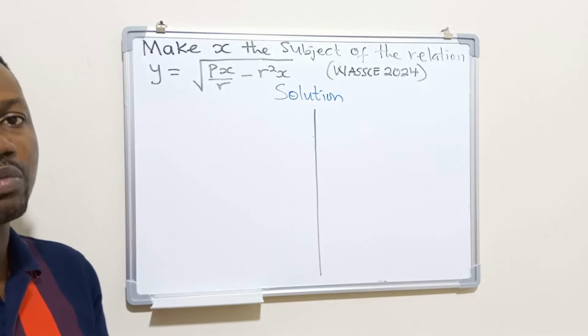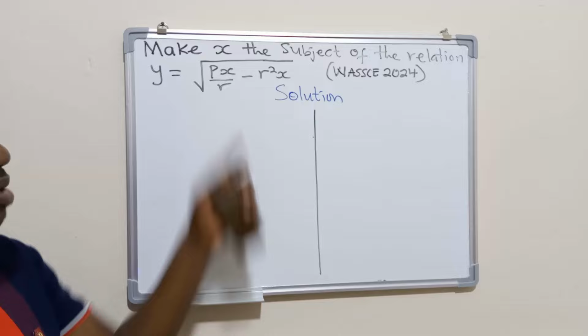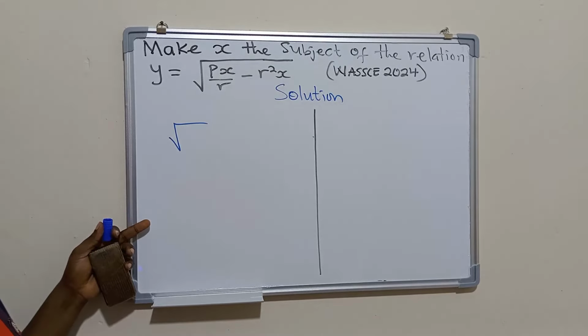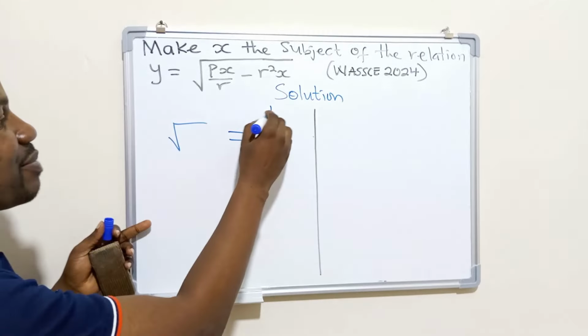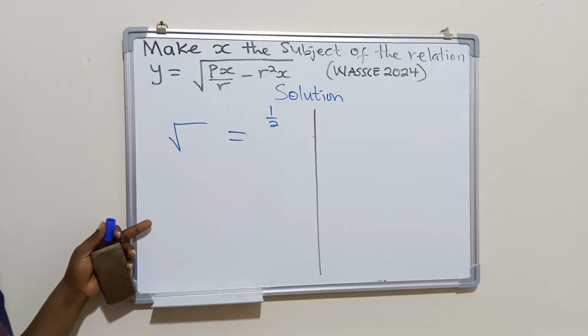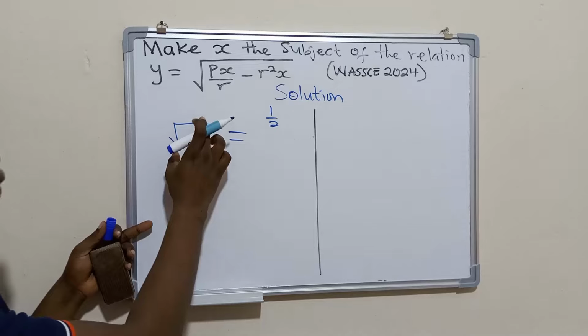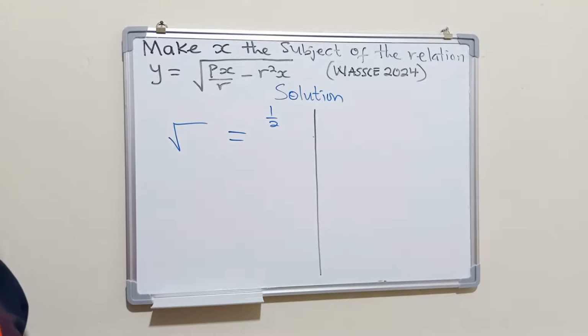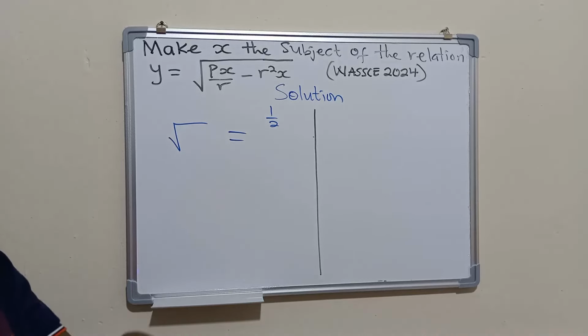This is what I've always told my students. Anytime you see a square root sign, it is the same as exponent half. So don't be scared about square root. You can write square root as writing exponent half. I'm not saying that square root is the same as half, but it's the same as exponent half.